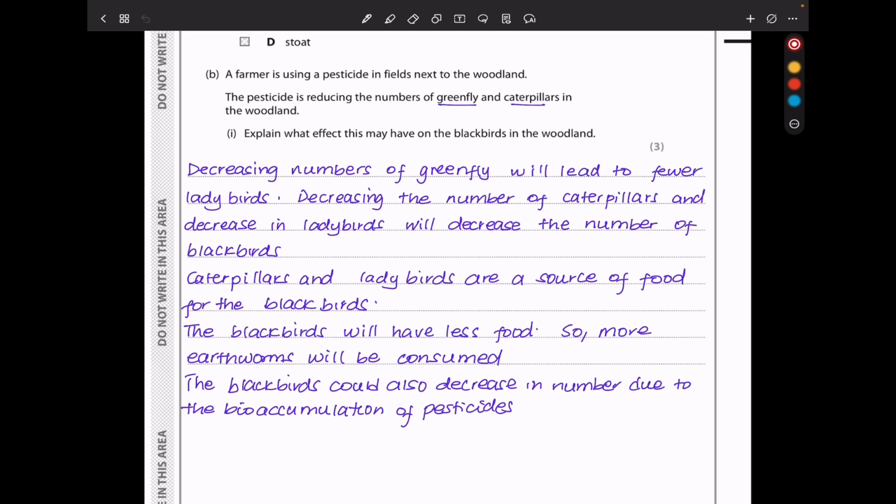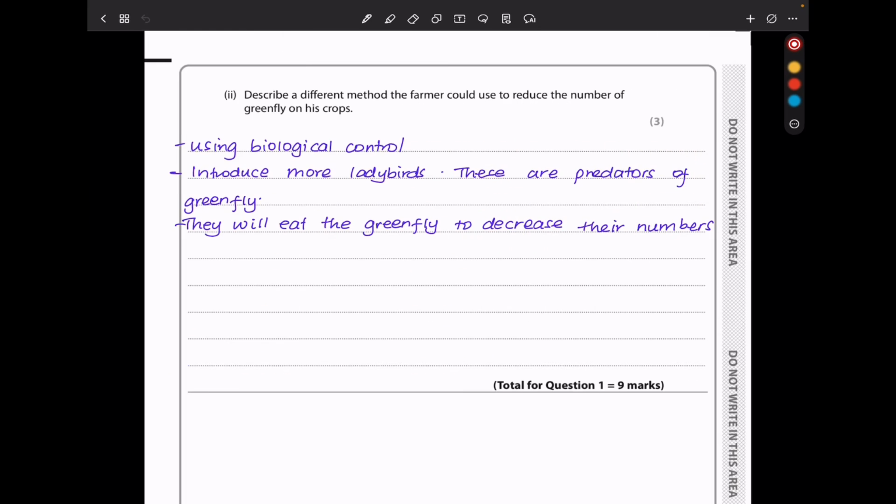So more earthworms will be consumed, and the blackbirds could decrease in number due to bioaccumulation of pesticides. And again, remember, they're using the pesticide, so bioaccumulation could occur, and many blackbirds could die.